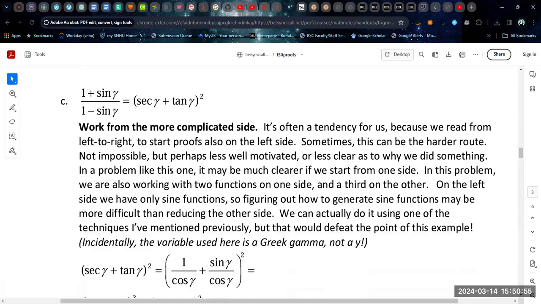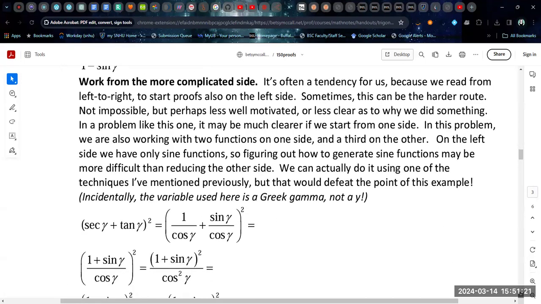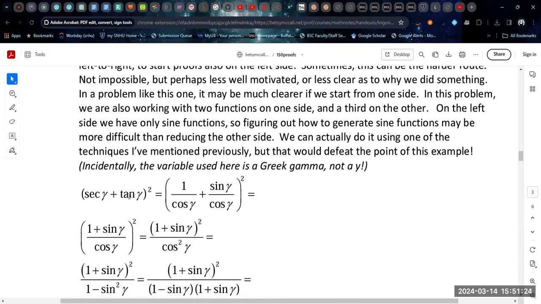All right, so now in this expression, we have 1 plus sine gamma over 1 minus sine gamma is equal to secant gamma plus tangent gamma quantity squared. Now, again, what is the more complicated side of the equation? I would say that if you're squaring something, that to me would be the more complicated side of the equation. So that's where I'm going to begin. So I'm going to start by rewriting my secant and my tangent as 1 over cosine and sine over cosine.